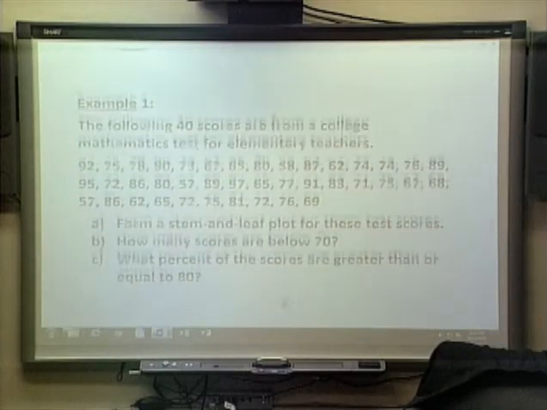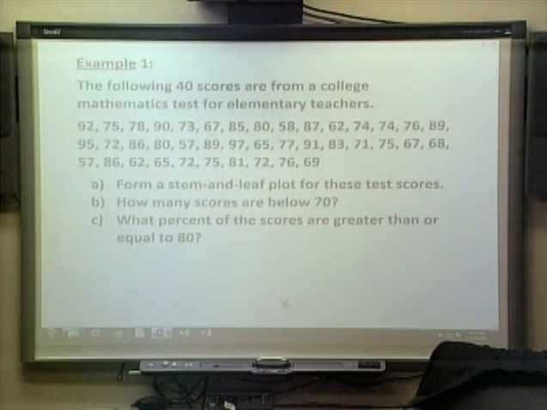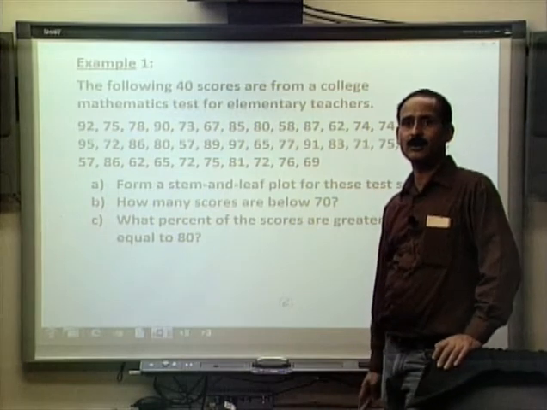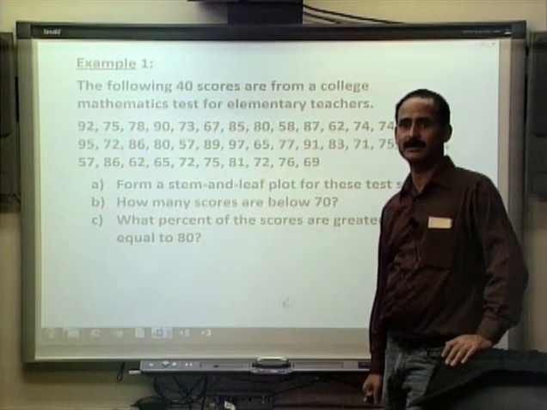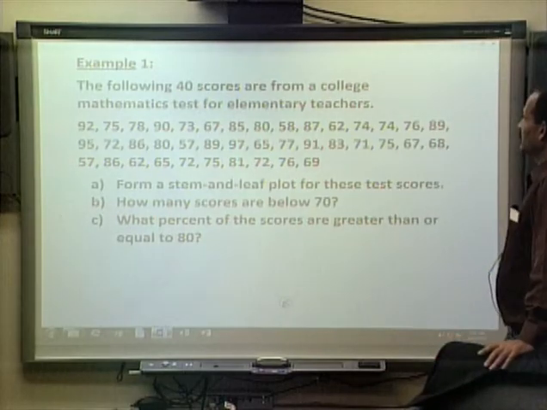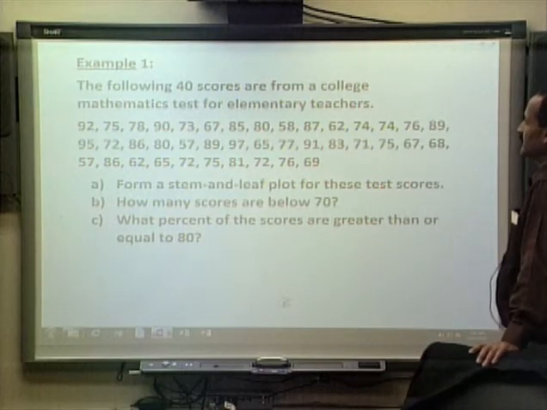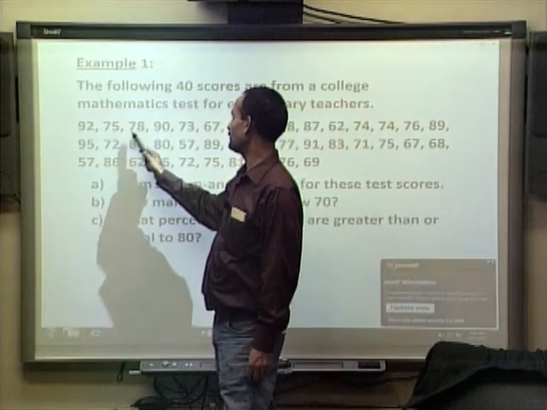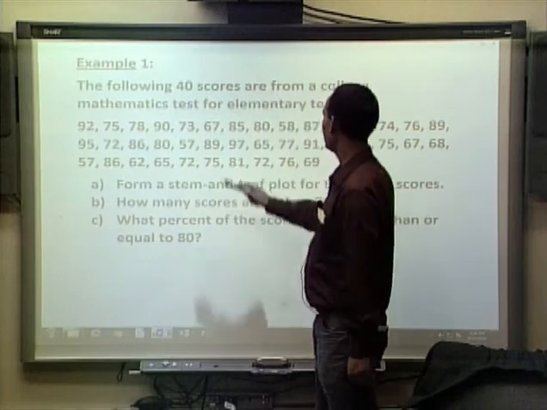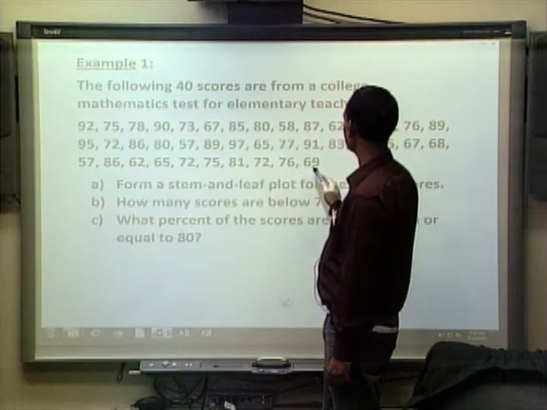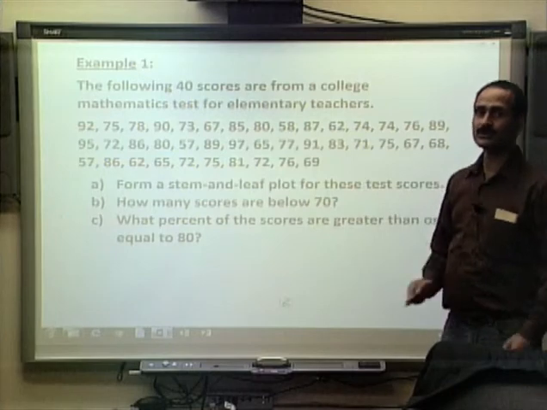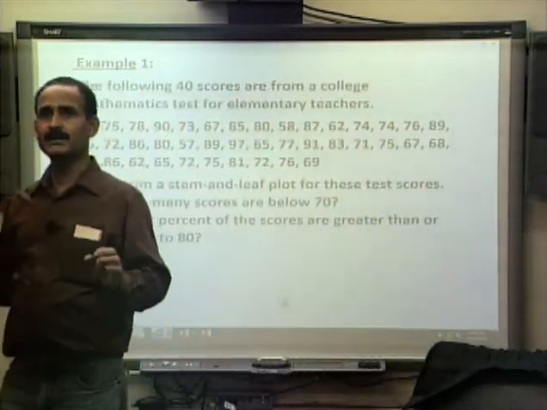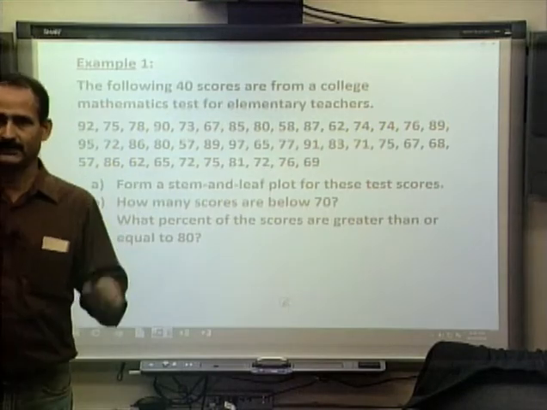Let us look at a few examples. Let us say the following 40 scores are from a college mathematics test for elementary teachers. So, there are scores in a math test. One person got 92, another person got 78, another 75, another 78, and so on, 72, 76 and 69. These are the scores of 40 elementary teachers in a mathematics test.